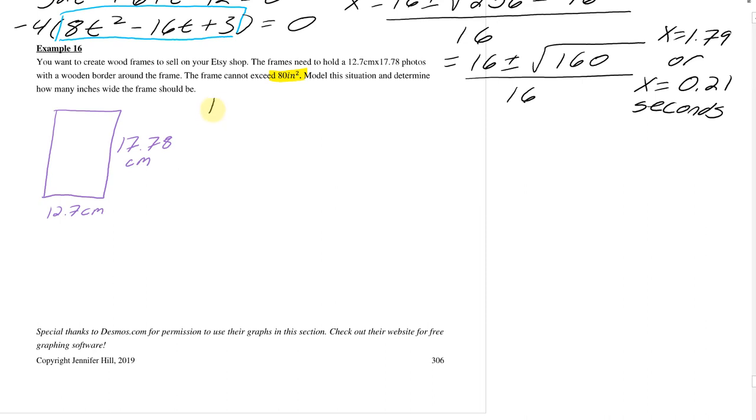So let's use the fact that 1 inch is 2.54 centimeters so that we can convert the dimensions on the photo. Starting with 12.7 centimeters, if I want to convert that to inches.